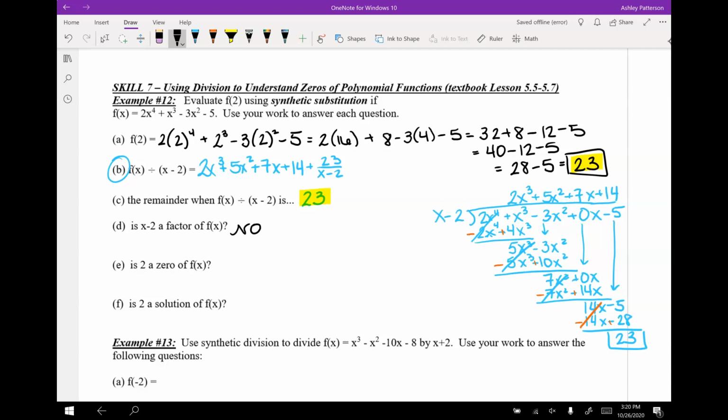Is 2 a zero? No, because x minus 2 does not divide evenly. Is 2 a solution? No. When we substituted 2 in for x, we did not get a corresponding output of 0. We did not get an x-intercept. We did not get a solution. We did not get a root. We did not get a zero. Okay, all of those items and facts are interwoven, and it's pretty awesome.